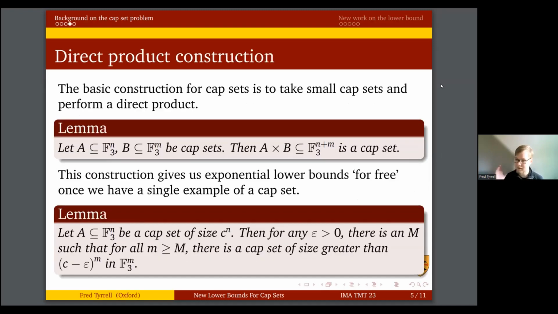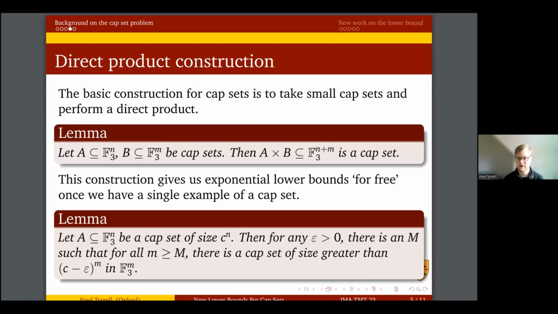So the basic construction for a cap set is to take two cap sets and then stick them together. What I mean precisely by that is to take their direct product. This is the first lemma here. This is actually very easy to prove. And once we've obtained this result, we then get what are called exponential bounds for free.